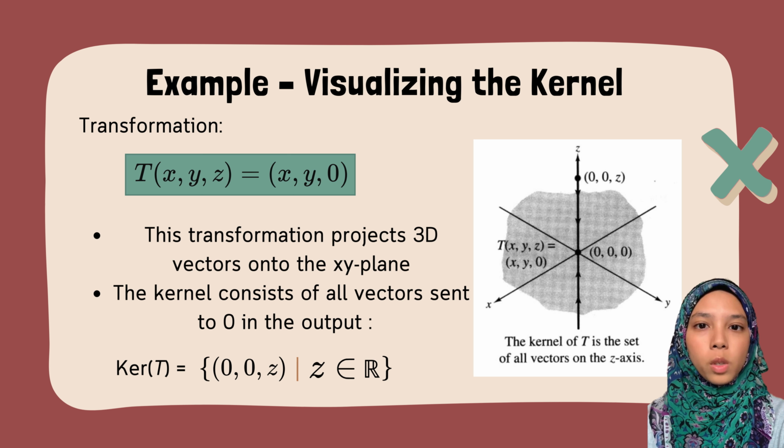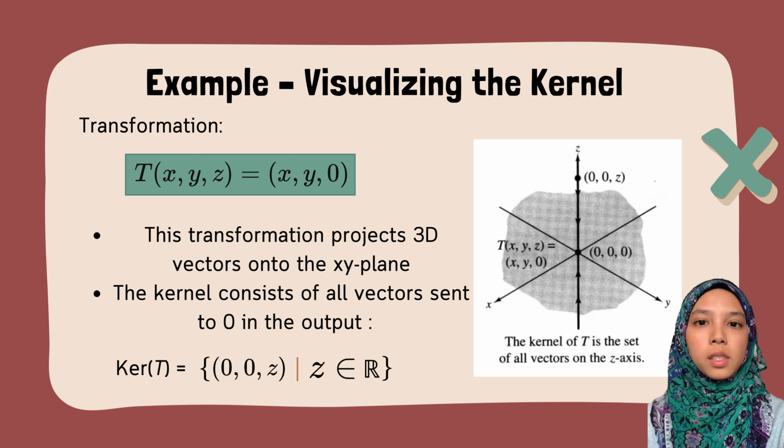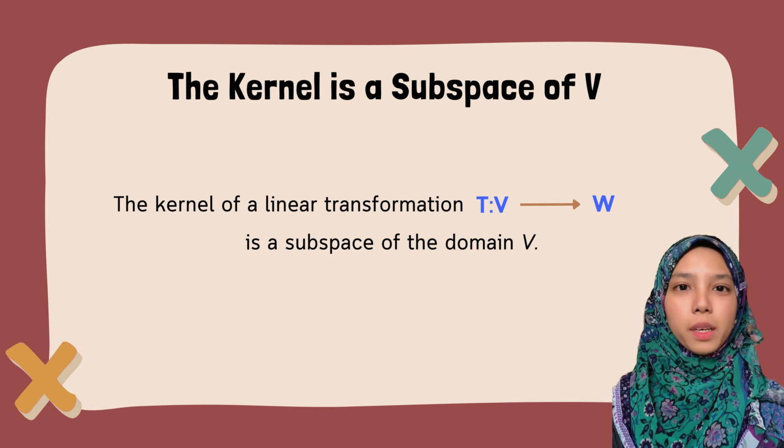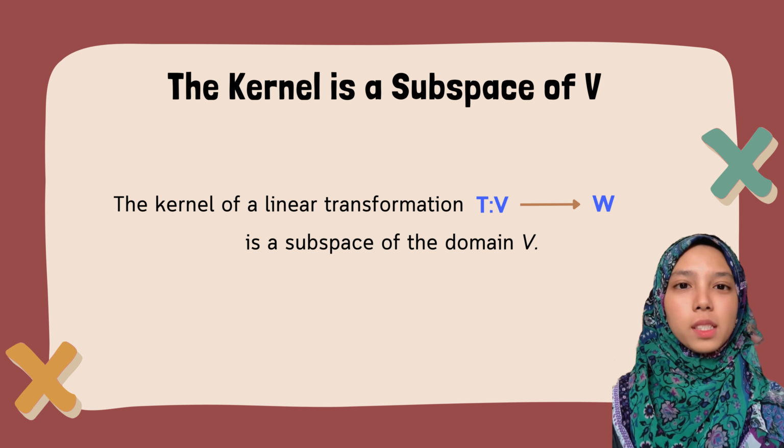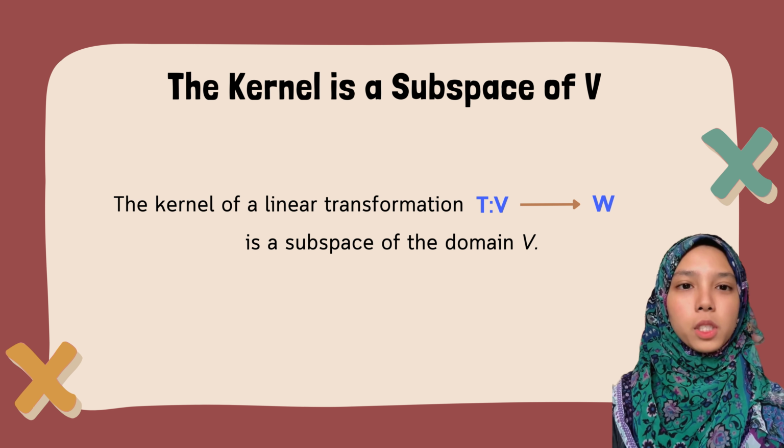Let's take a look at the equation. So, this helps us understand how the kernel works in space. It tells us which directions are eliminated by the transformation. To end this part, it is important to know that the kernel is not just a set, it's a subspace of the domain V. That means the kernel follows the same rules as a vector space. It is closed under addition and scalar multiplication. So, when we find the kernel of a transformation, we are actually finding a subspace within the original domain.